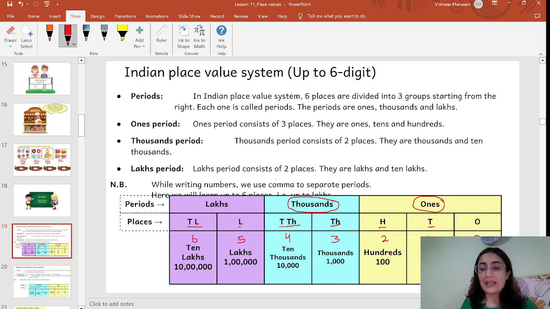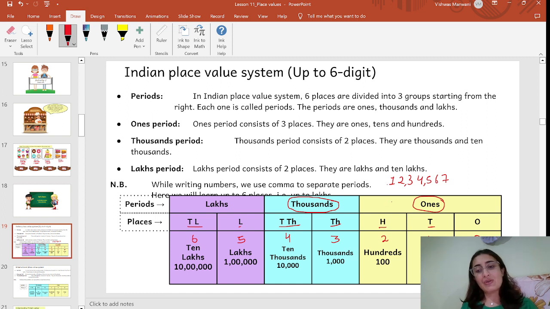So let's say I have written a number here. My number is 1, 2, 3, 4, 5, 6, 7. Now, how will my placement of commas be? My first comma will come after the 3 digits, or the ones group, which would be here. My second comma would come after the thousands group, which would be here. And my third comma, if the number had exceeded, would come here.